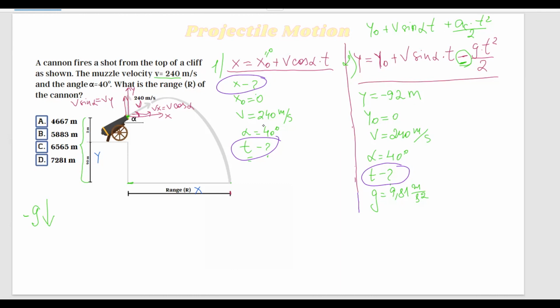Okay, let's see. I'm going to come here with the y equation. I'm going to write down y is equal to v sine alpha multiplied by t minus g t squared over 2. And now let's substitute. y is equal to minus 92 equals v is 240, and then we have sine of 40 degrees multiplied by t, minus 9.81 multiplied by t squared over 2.